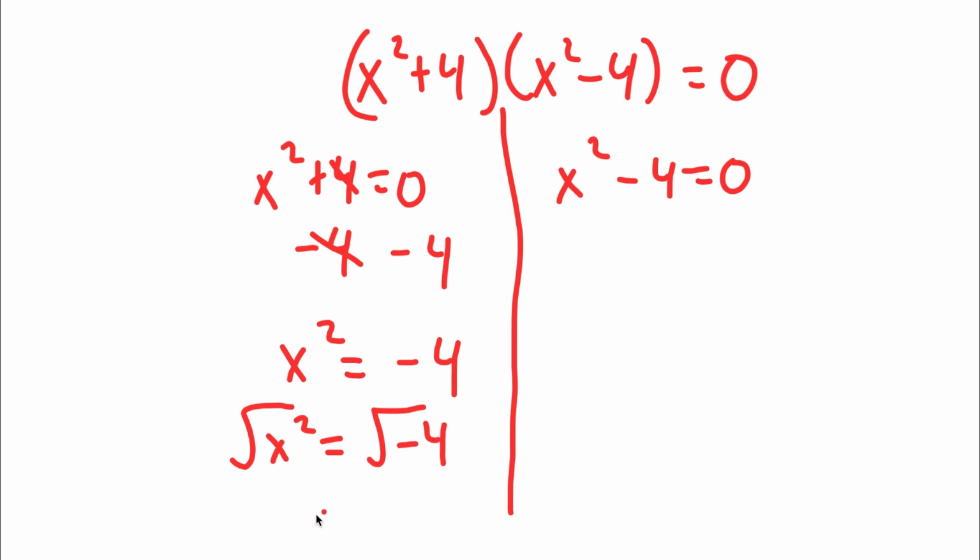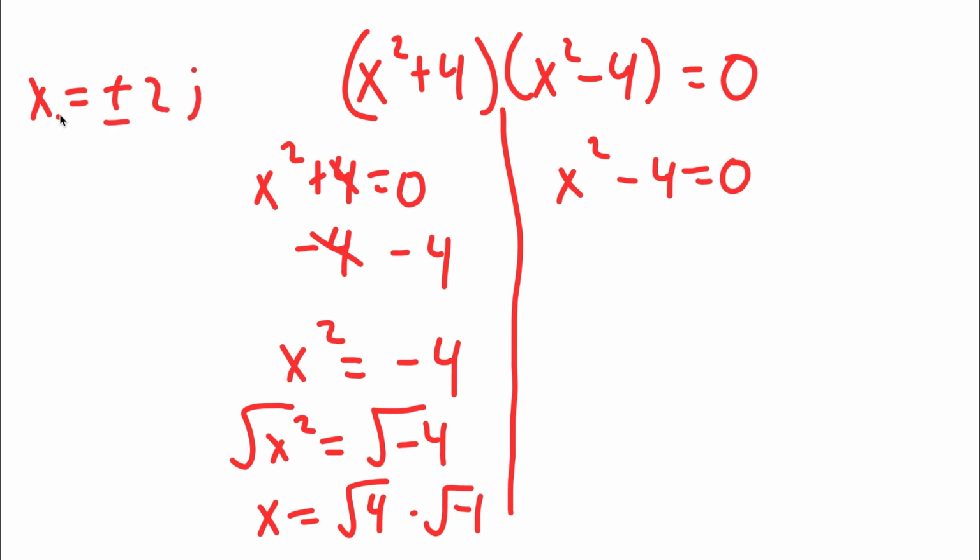Now, the square root of x squared is simply x, and the square root of negative 4 can be written as the square root of 4 times the square root of negative 1. So now the square root of 4 is simply equal to positive or negative 2, and the square root of negative 1 is actually equal to the imaginary number i. So I have x is equal to positive or negative 2i. So these are two solutions.